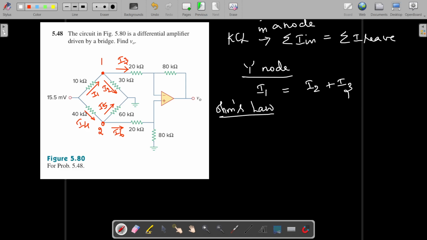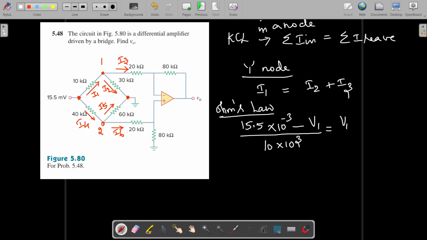So it is the potential difference divided by resistance, isn't it? The potential difference for I1 starts at this point and enters this node, so it is 15.5 times 10 power minus 3 volts, minus V1, which is not known to us and is to be found, divided by this 10 kilo ohm. That is equal to I2. I2 can be written as V1 minus the ground node, which is zero potential, divided by that 30 kilo ohm.